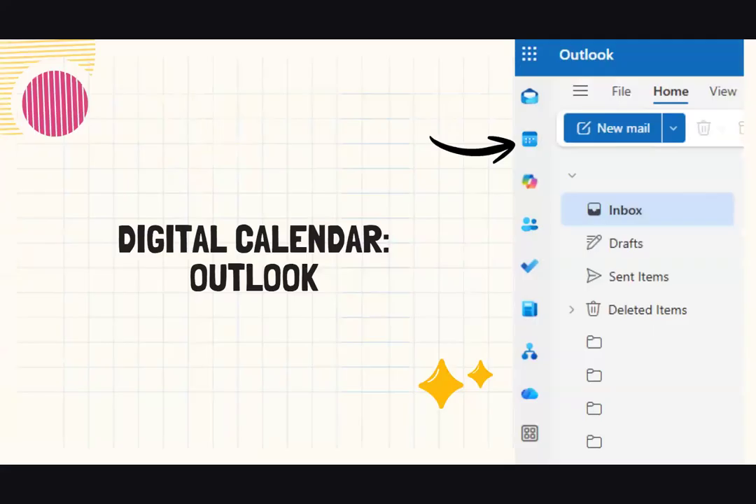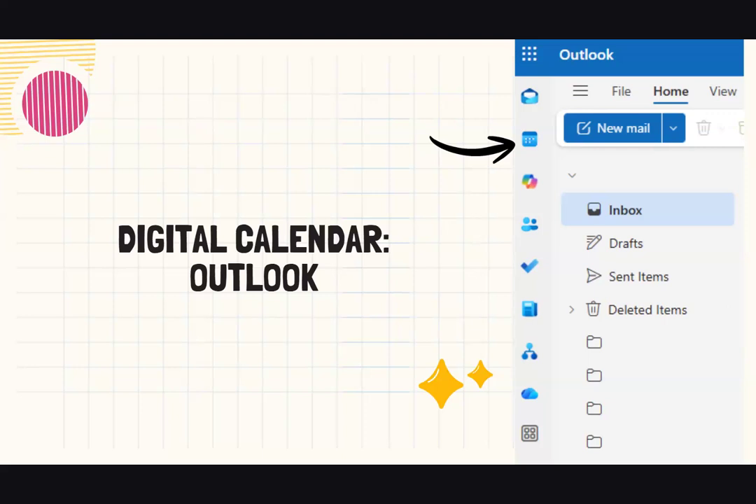We will start with Outlook Calendar, which is a part of your EIU Microsoft account and it is completely free for you to use. When you log into your Panther Mail or your Outlook email, you'll see this sidebar on the side that says inbox and drafts and new mail. This is where you go to make your emails.